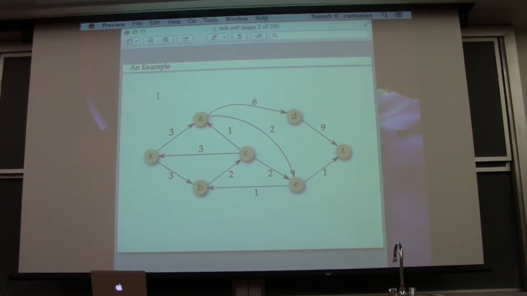I did 3 along the top, so 3 from S to A, and then I had 2 from S to B, and then I had 2 from B to C, and then I had 1 from C to A, and then I put 4 from A to D, and 4 from D to T, and then 1 from C to E, and then E to T. This is definitely a valid flow. It satisfies all the capacity constraints. Do we know if it's max?